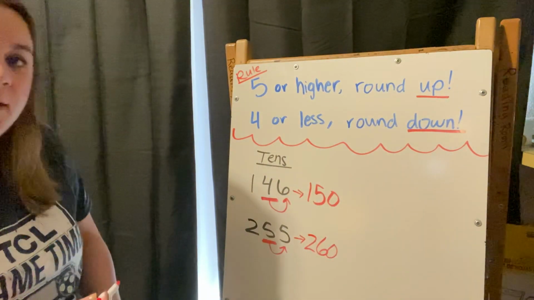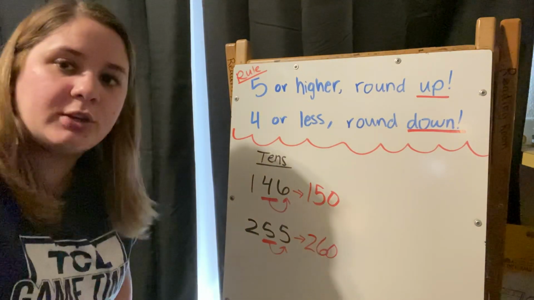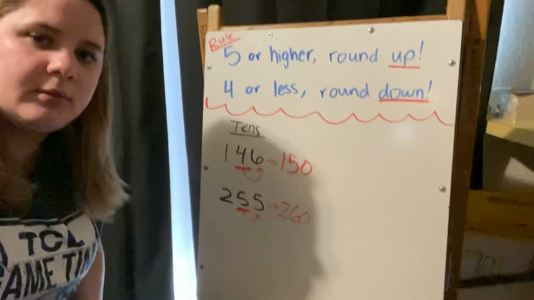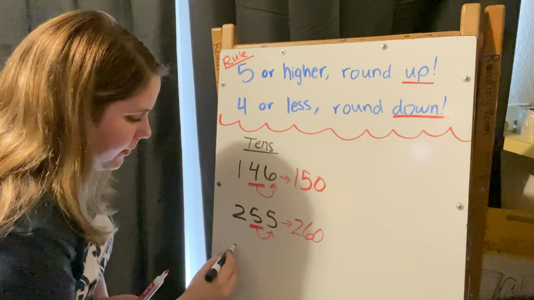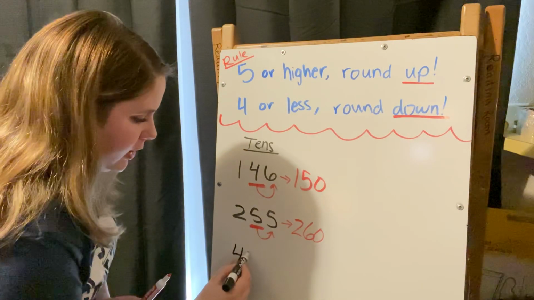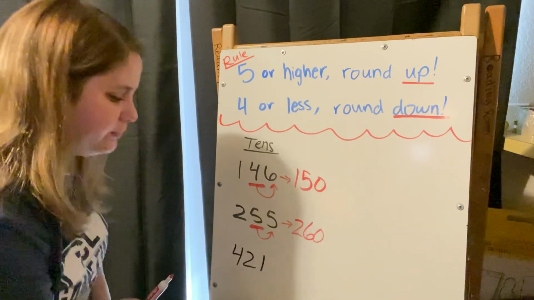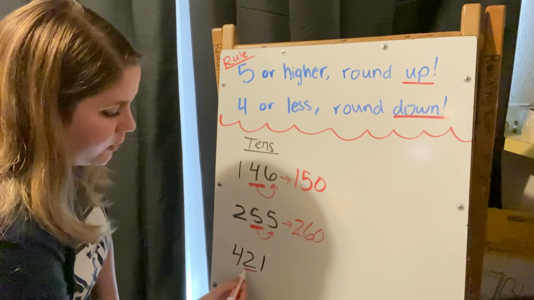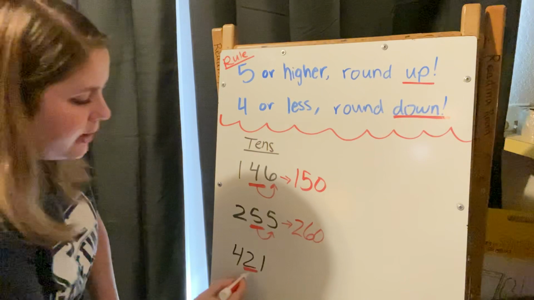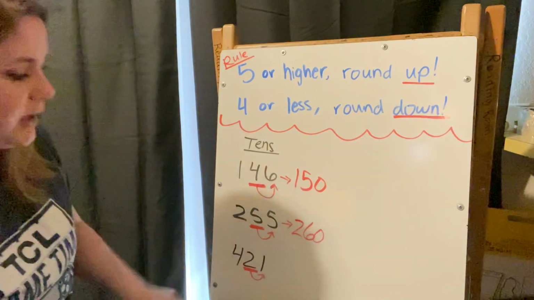260. Okay, and then we're gonna try to do one more. Make sure you guys can see it. Let's do 421. So I'm going to underline my 10s place, which is the 20, right? That's my 10s place. And I'm going to look next door and I see that I have a 1.